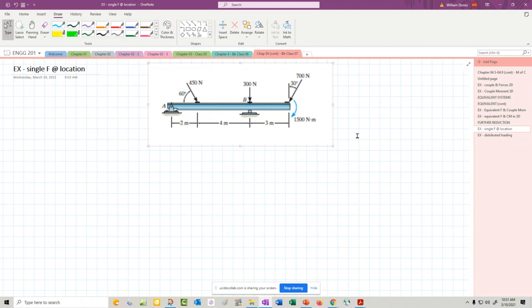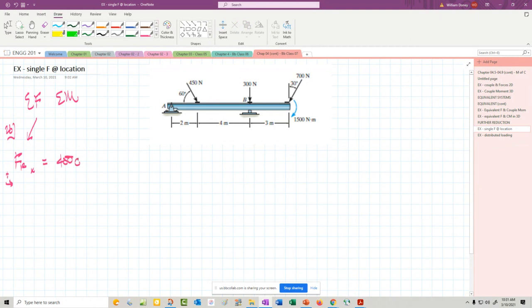All right. How do we start this? Well, we only know how to do two things, sum forces and sum moments. Okay, so we're going to sum forces to get that resultant force. Since we're in 2D, we have to find the x component here. We'll call positive to the right.